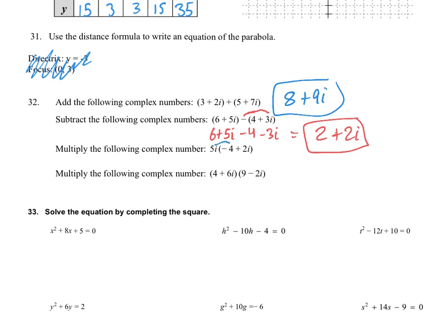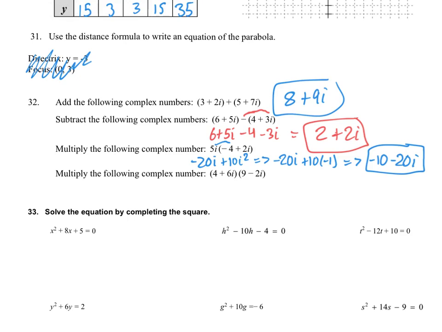So 5i times -4. Oh, sorry, I just dove right in. So you're just going to distribute that 5i, guys. No big deal. So 5i times -4 is going to be -20i. 5i times 2i is going to be 10i squared. That i squared is going to turn into a -1. And then you have to write this in standard form. So this is going to be -10 minus 20i. Right, pretty simple.